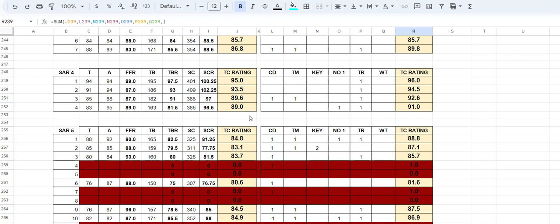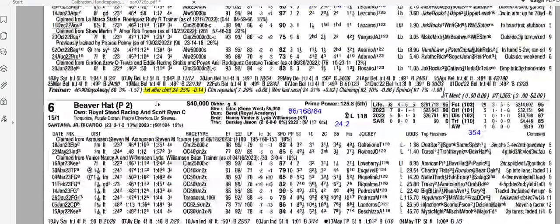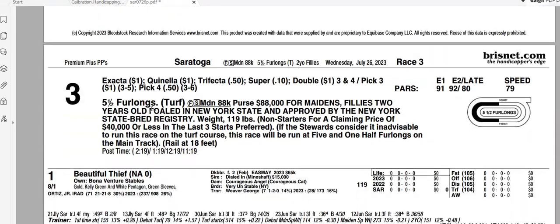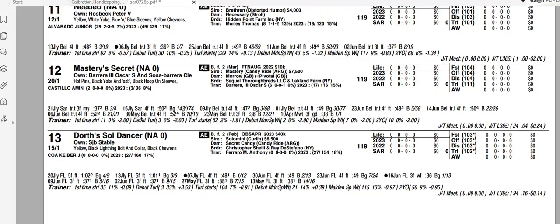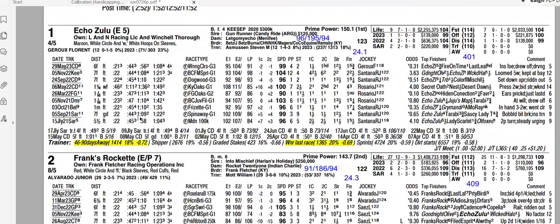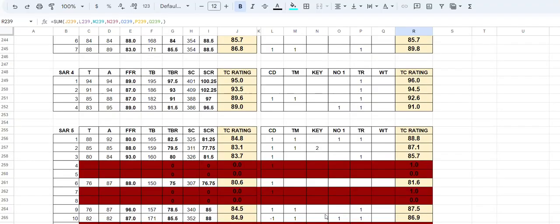Next race is only a 4-horse race. That's a 5.5 furlong. Oh, no, wait, I skipped the 3rd. 6 furlong race with 4 horses. Big numbers, 90s. It looks like it's all about the 1 and the 2 here. 3 shows up. I'm not going to go any deeper than that.